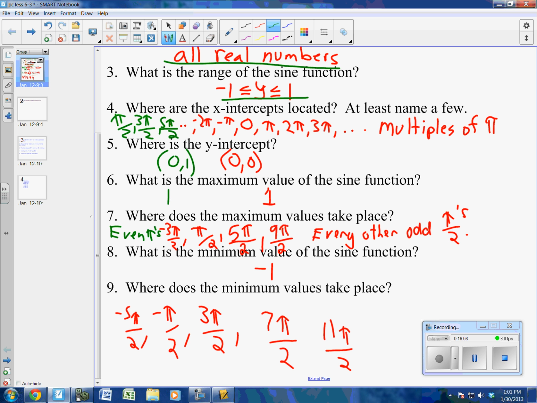What is the minimum value of the cosine function? What is the minimum value, Easton? It's also -1. Where does the minimum value take place on these?